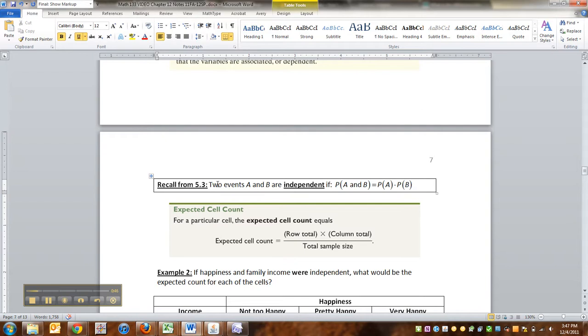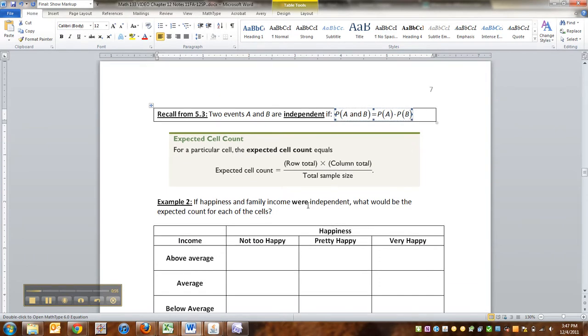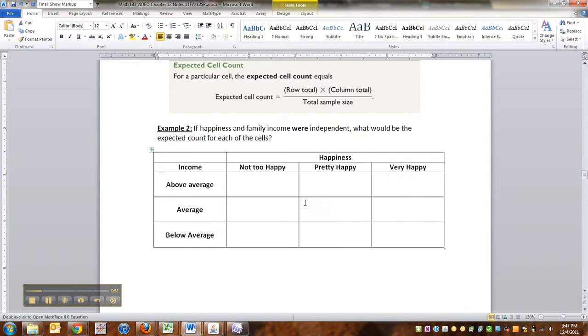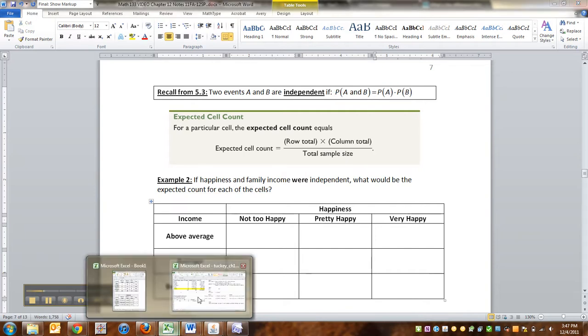Well, remember from section 5.3 that events are independent if the probability of A and B is equal to the probability of A times the probability of B. So how does that work out in a table? Well, you get your row total times your column total and divide by your total sample size. And that'll be how much should be in each category. And you're totally going to want Excel to help you with this.